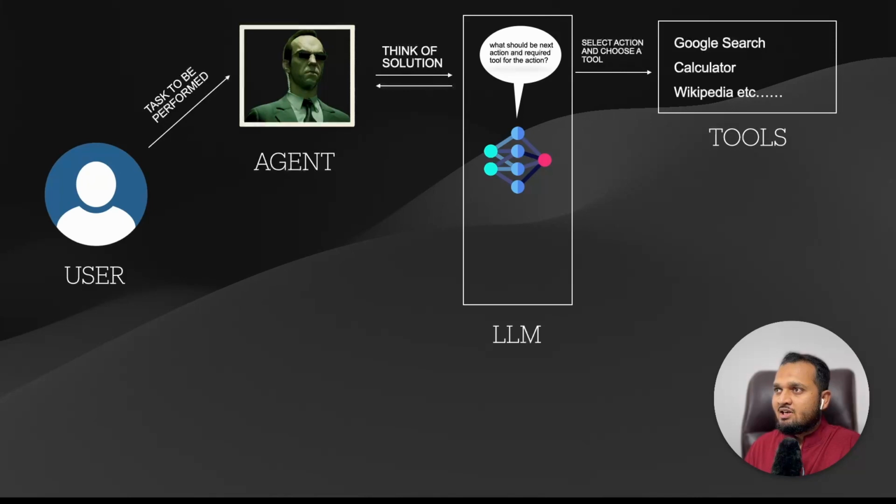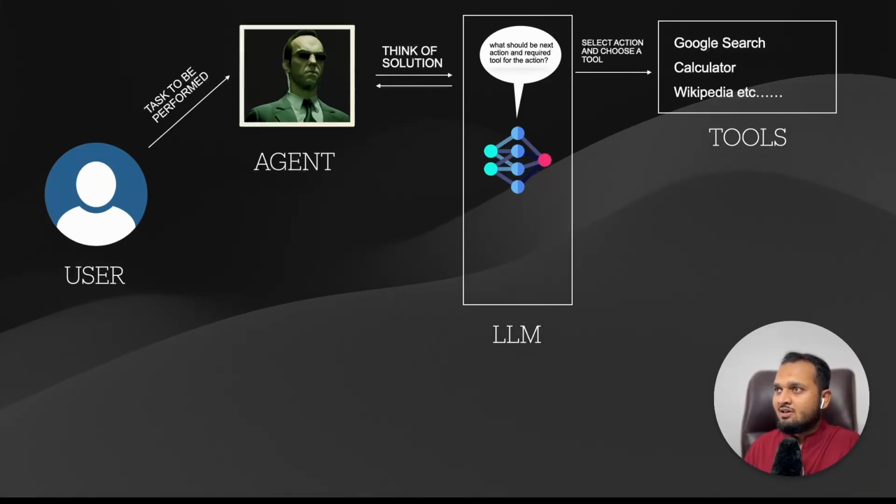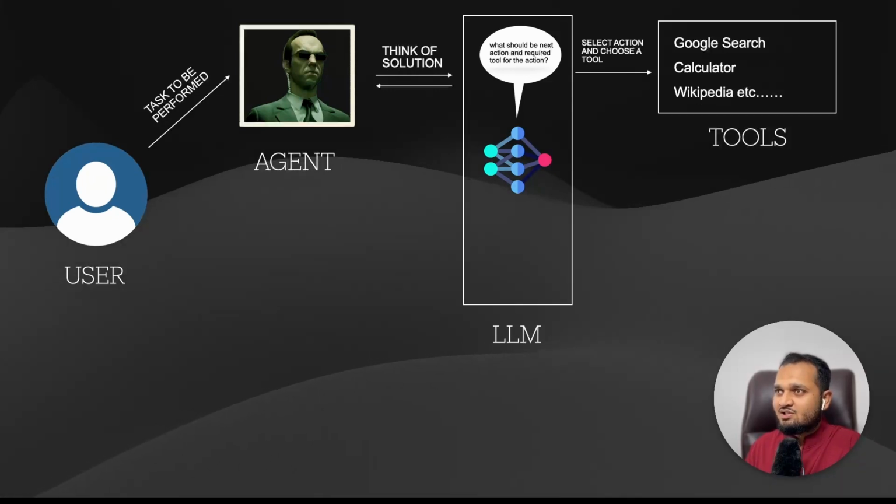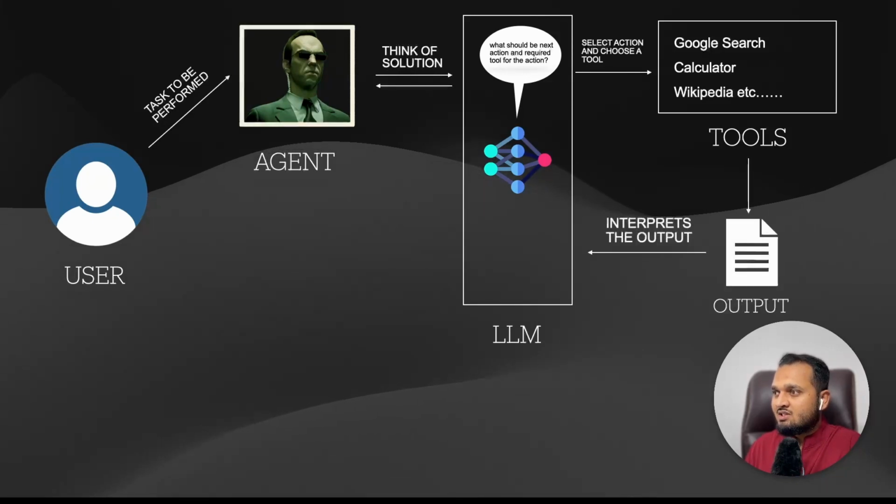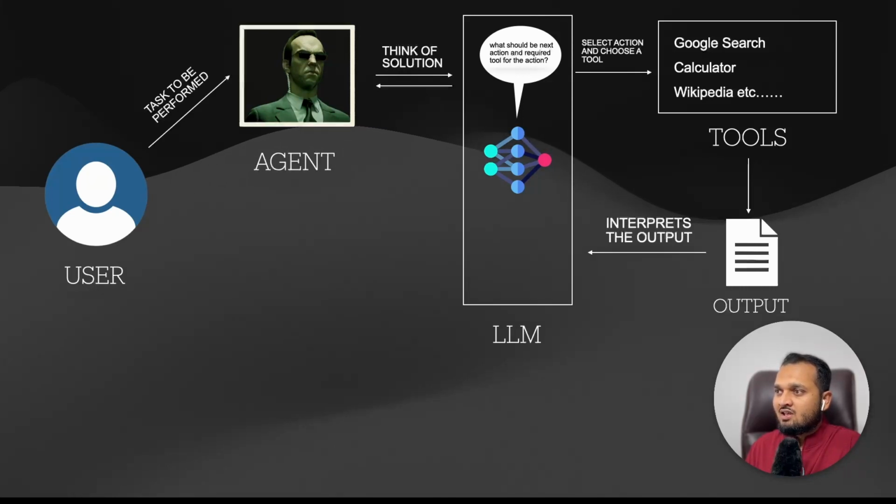There are many types of tools available like Google search, calculator, Wikipedia, Wolfram Alpha, and you can make your own tools as well. These are very basic tools, Google search and calculator. So what will the LLM do? It will think which tool to use to perform a certain action. Once the LLM decides which tool to use and what action to perform, it will execute that task, and by using that tool, we'll get the output. Once we get the output, the LLM will interpret that output and think if it is correct or not.